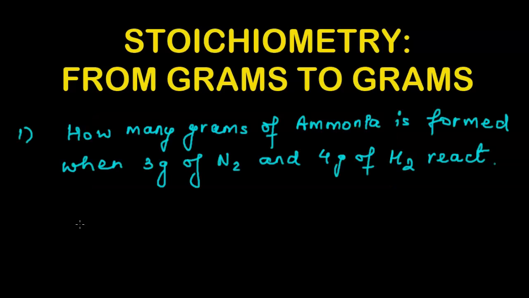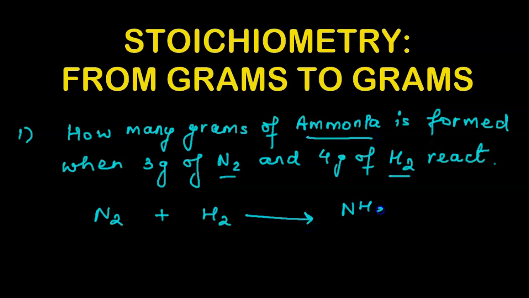Let's take up an easy example to understand this type of stoichiometric calculation. The question is, how many grams of ammonia is formed when 3 grams of nitrogen and 4 grams of hydrogen react? Now first let's convert this into an equation. Because nitrogen is reacting with hydrogen, nitrogen and hydrogen will form the reactants and the product is going to be ammonia. We know ammonia is NH3.